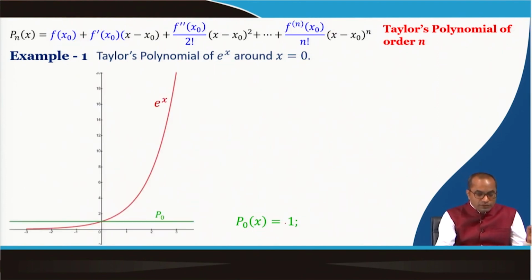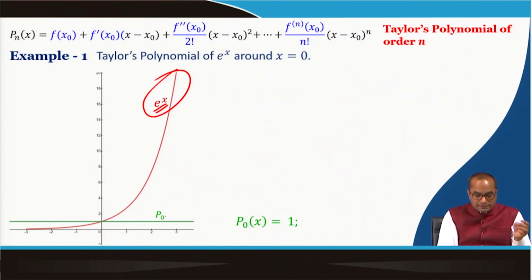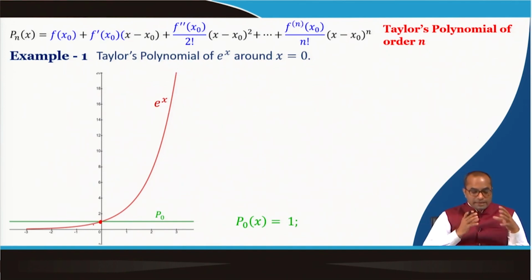So here in the graph you see the plot of e power x, and this is the P0. So what do we see? Of course the value at x0, so x0 is 0 there, should match. So that is what we see here, that they are crossing each other.